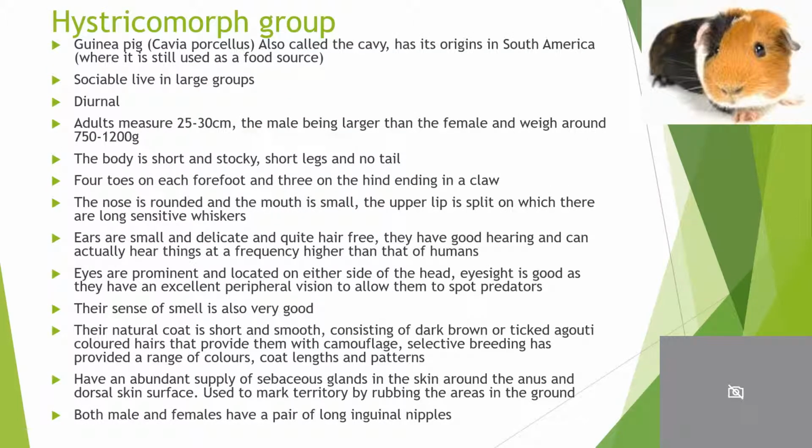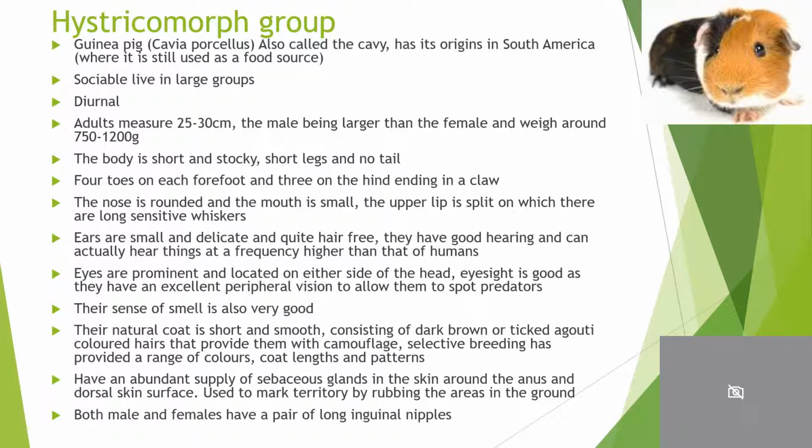The hystricomorph group. The guinea pig, or the Cavia porcellus, also called the cavy, has its origins in South America. In South America, it's actually still used as a food source. They are sociable animals that live in large groups. They are diurnal. Adults measure between 25 to 30 centimetres, the male being larger than the female, and they weigh around 750 to 1200 grams.